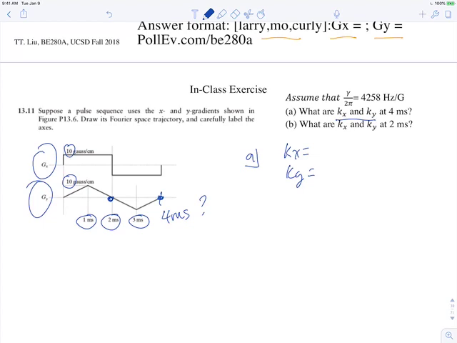Okay, let's take a look at this. For part A, the question was, where are you at the end of the pulse sequence? If we think about integrating these sequences, clearly this is positive, but then this is negative, and the areas cancel out. So my kx equals zero.